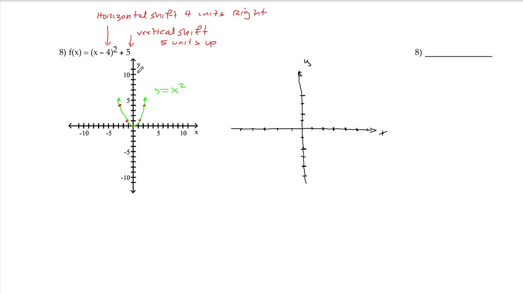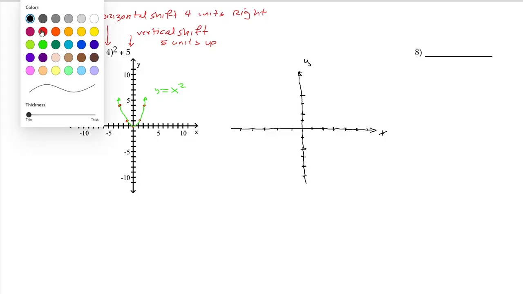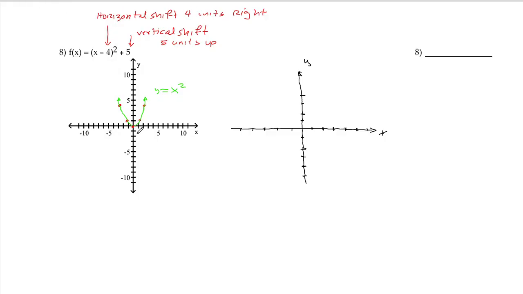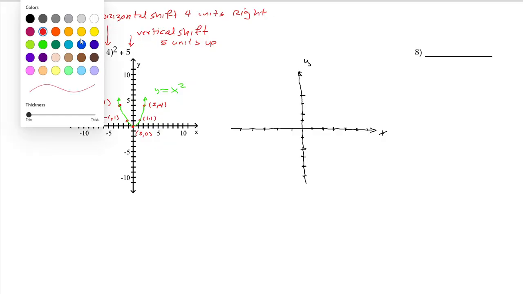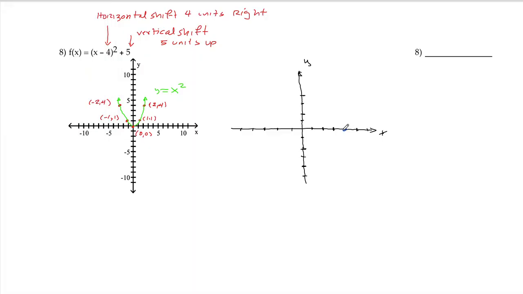So let's first do the horizontal shift 4 units to the right. Remember that we have the points 0, 0, which is this, 1, 1, 2, 4, minus 2, 4, and minus 1, 1, right? So we start moving all these points 4 units to the right. 0, 0 goes to 4, 0.